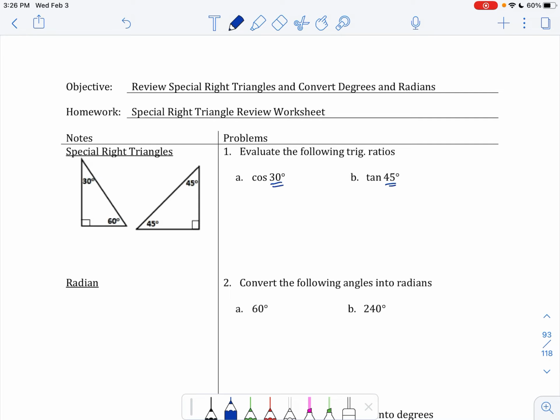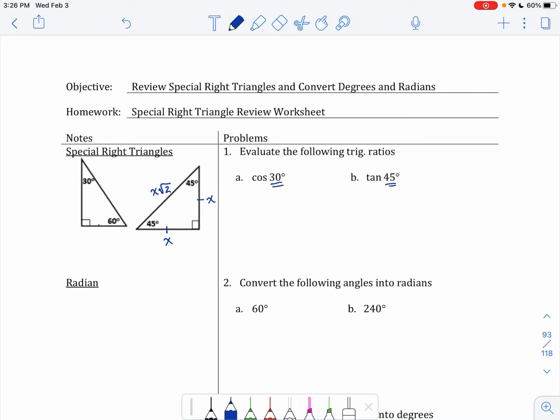So for the 45, 45, 90 triangle, because we have two congruent angles, we also have two congruent sides. So whichever one this is, then the hypotenuse is that number times root 2. This is the one students generally remember best.